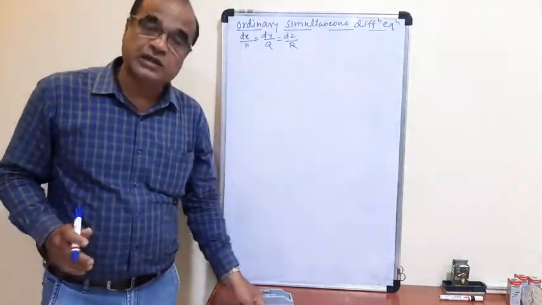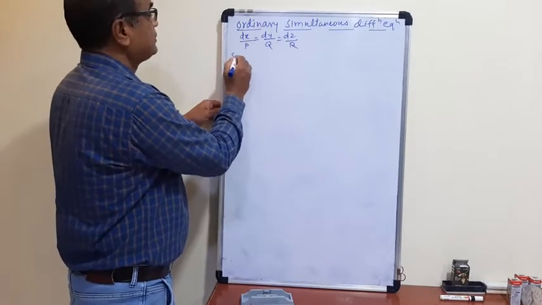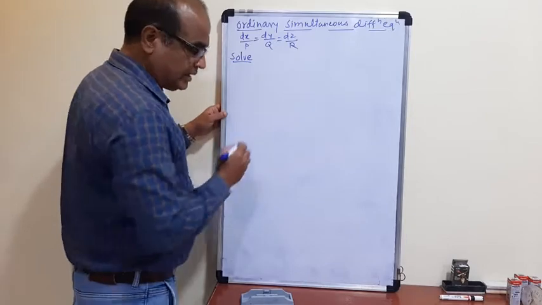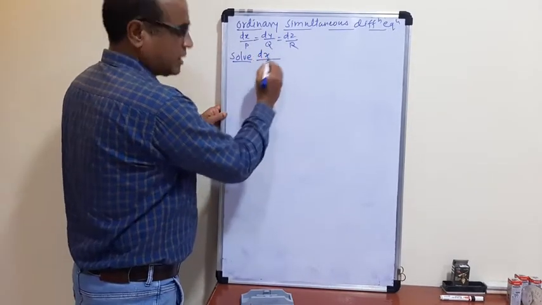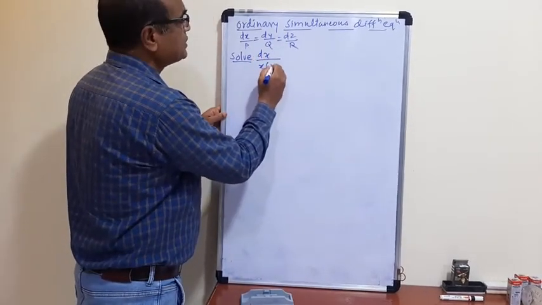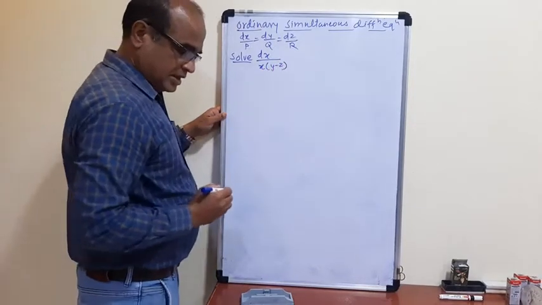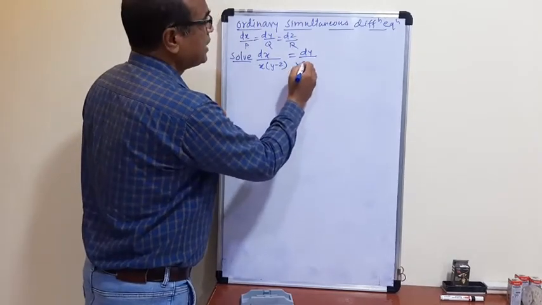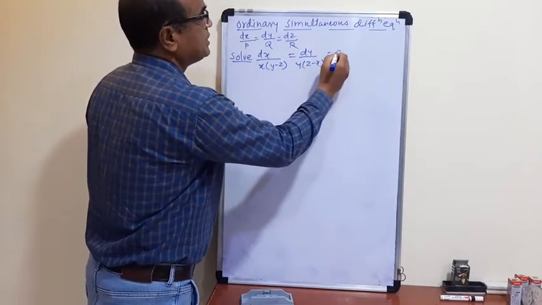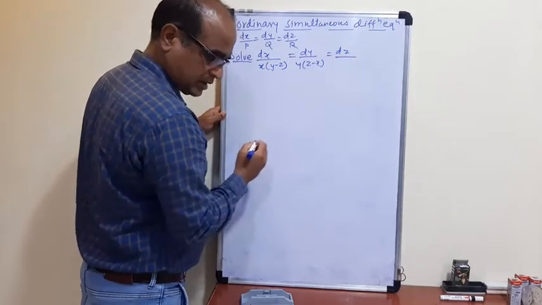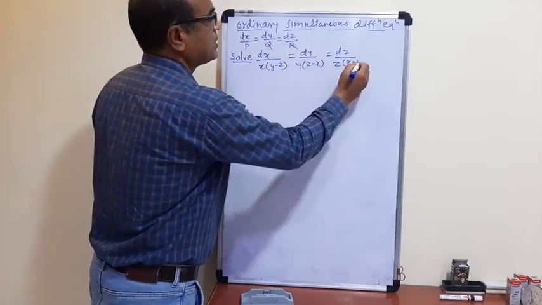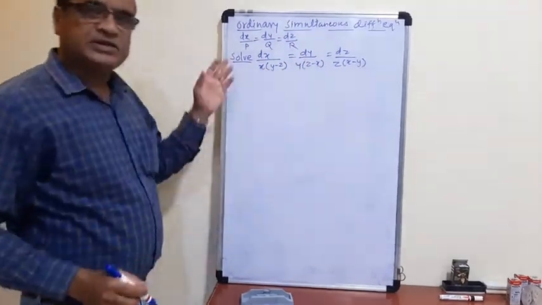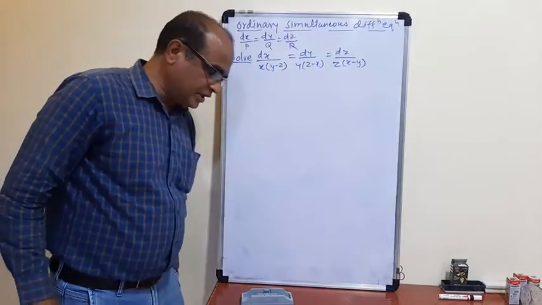So we take examples here. Solve dx/(x(y - z)) = dy/(y(z - x)) = dz/(z(x - y)). Here p is this, q is this, r is this. So this is an ordinary simultaneous differential equation.